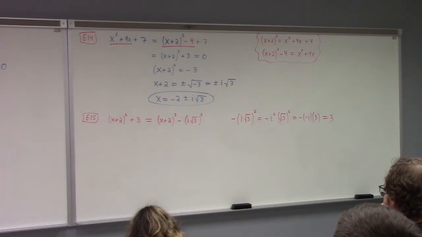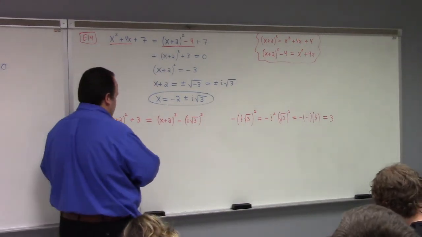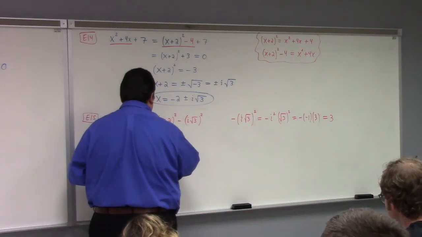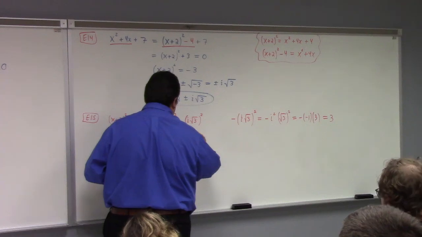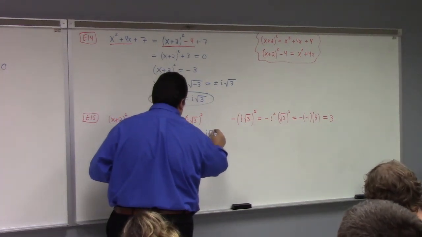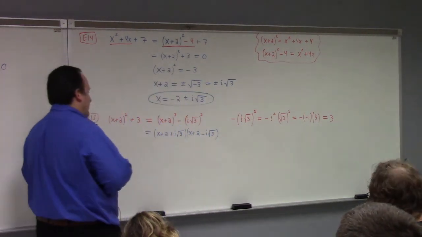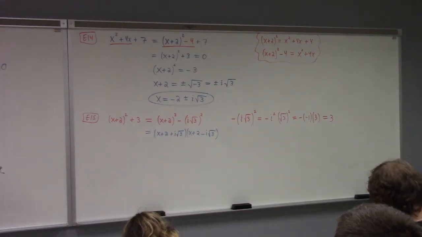But if you make that step, then you got a difference of squares, and then you can factor it like we did before. See, this is just x plus 2 plus i root 3, x plus 2 minus i root 3. And then if you set this thing equal to 0, you get right back up to the solutions I had circled above.